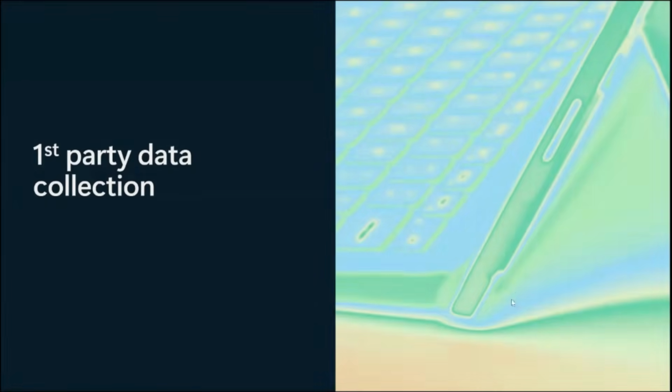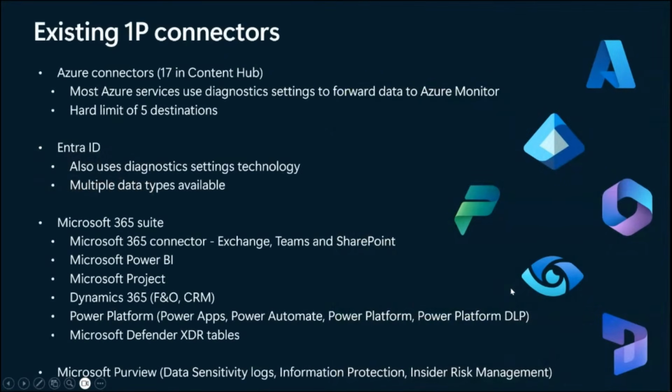So first-party data collection. Okay, so we have approximately 17 Azure connectors in Content Hub. Most of the Azure services use diagnostic settings to forward the data to Azure Monitor, as explained by Dave earlier in the presentation. And we have a hard limit of 5 destinations here when you're sending the data. So please keep that in mind when you're sending data via the diagnostic settings.